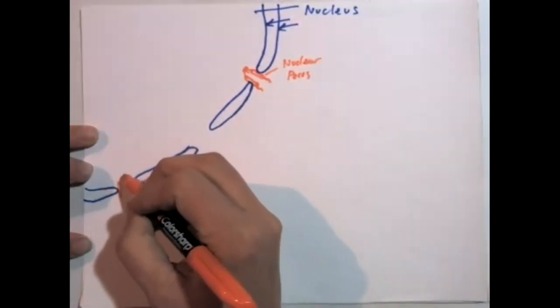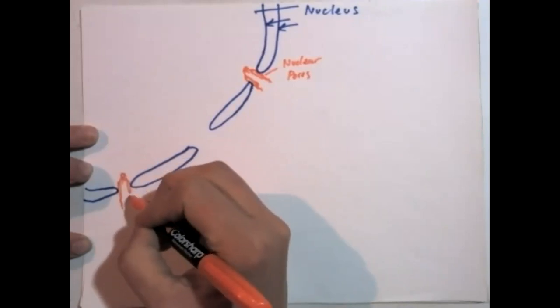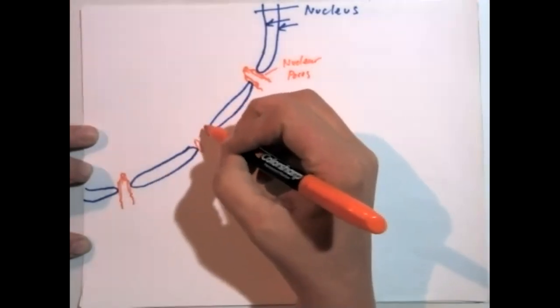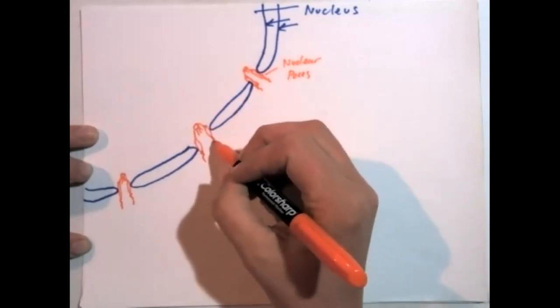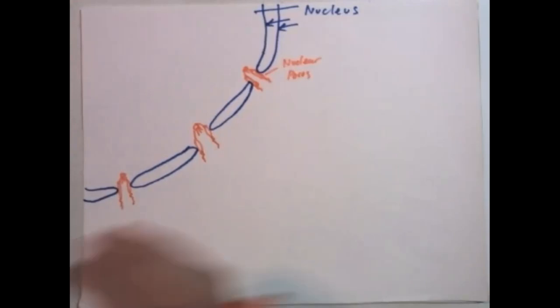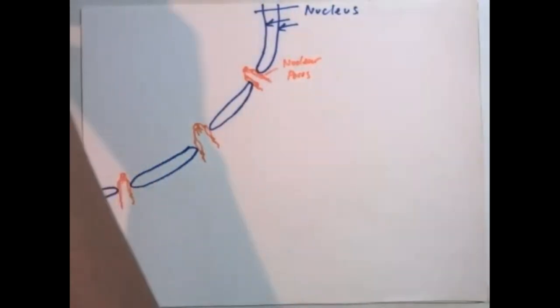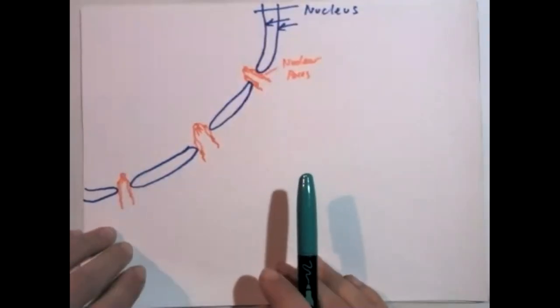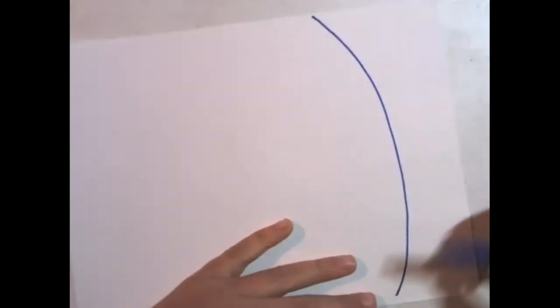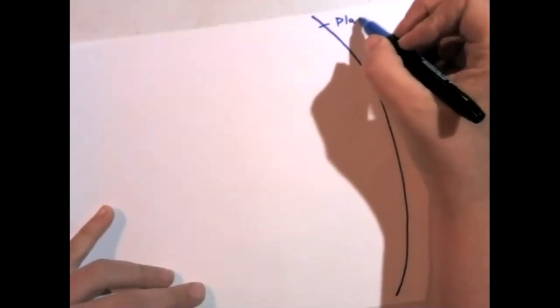Okay. These nuclear pores do not allow DNA out of the cell. They only let things like RNA and proteins and other important transcription factors in and out of the nucleus. Okay. Now, keep in mind this is only part of the nucleus. All the way on the other side of my page here is the edge of the cell. Okay, so this is the plasma membrane.